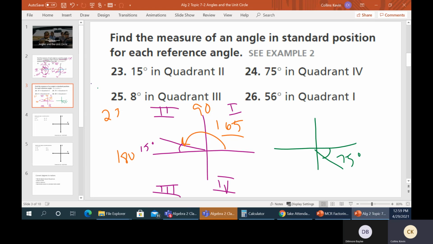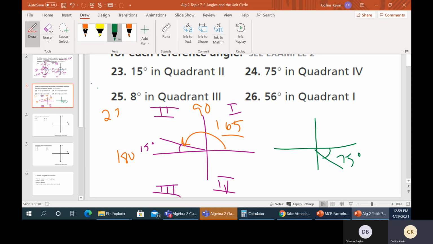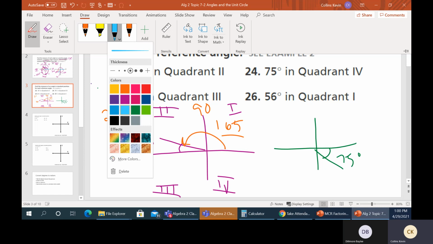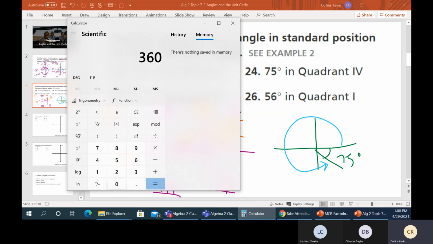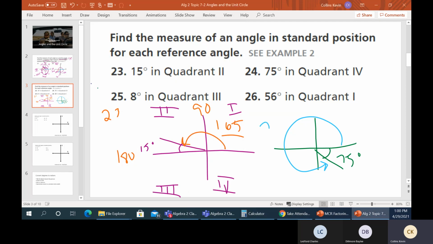All right, so again, if we want a positive value for this guy, we know that if we go all the way around, that would be 360. But we're not going all the way around, are we? Because there's still 75 degrees left to go. Okay, so if we take 360 and subtract off 75, that's going to give us our guy. So let's go ahead and do that. So we do 360 minus 75. So this angle here would be 285. Okay.